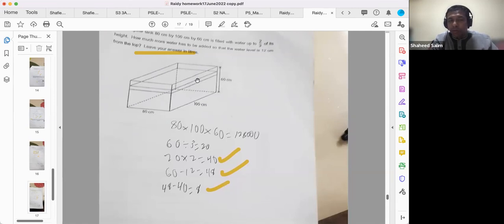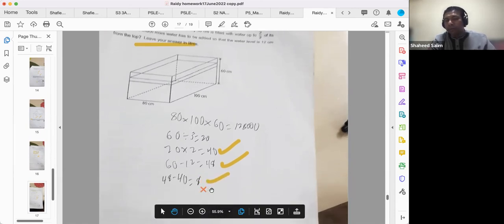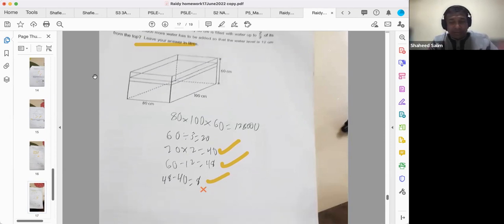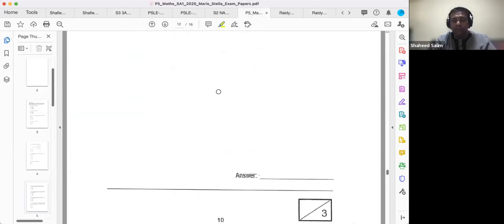You must add this part of water. So 8 times, you get it right? No, this is correct. You got 8 is correct. But you just need to times by 180. You're just a little bit more, a little bit more. Okay, never mind. The last question.